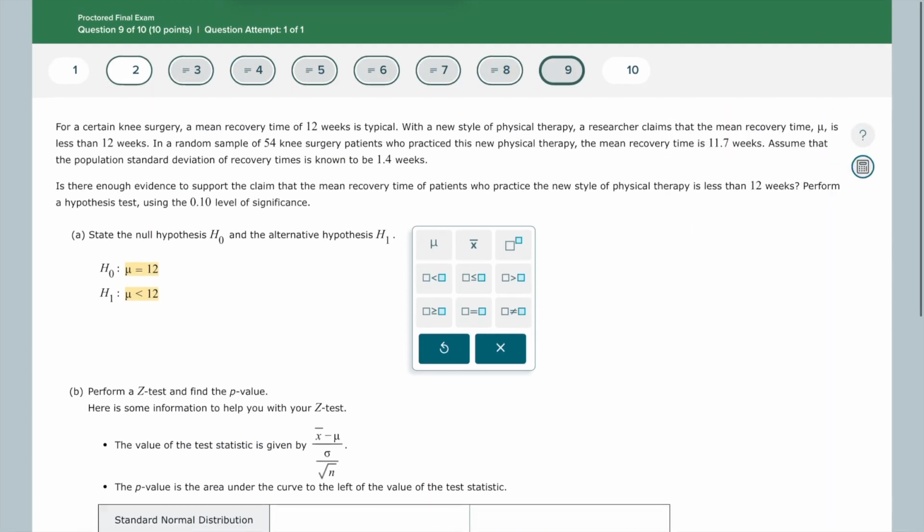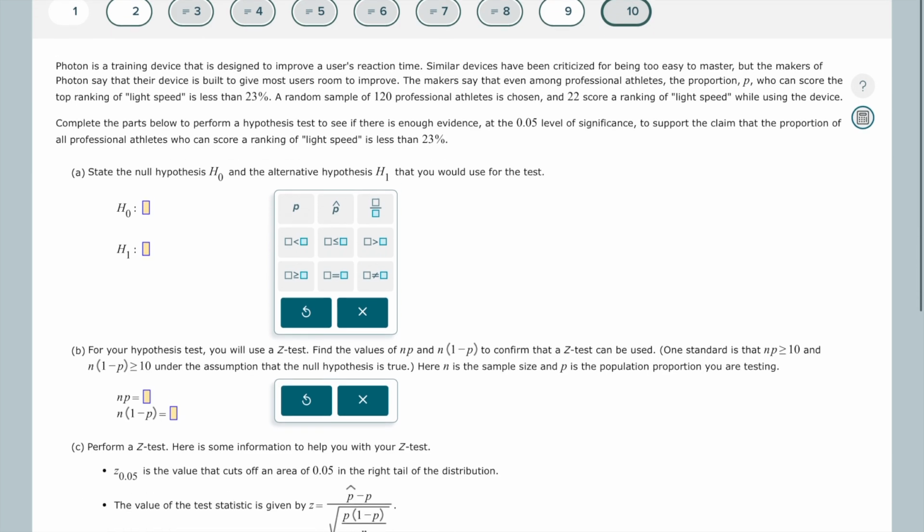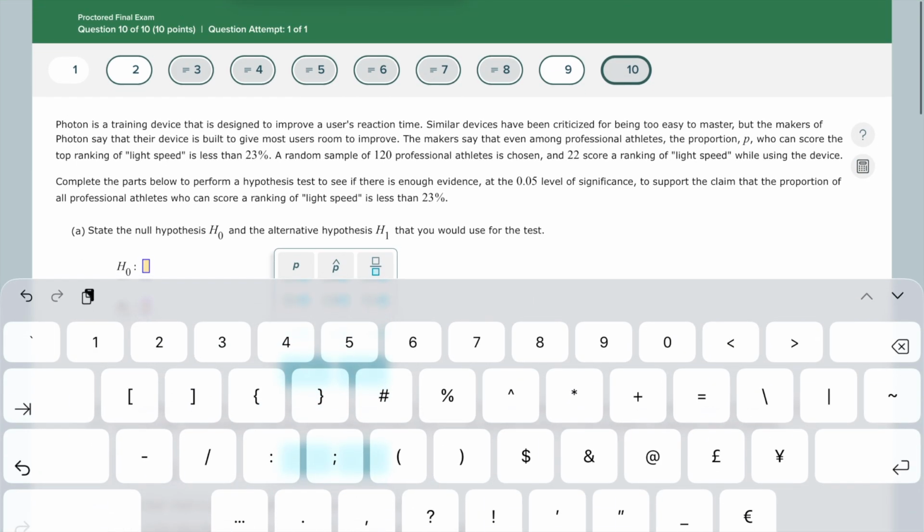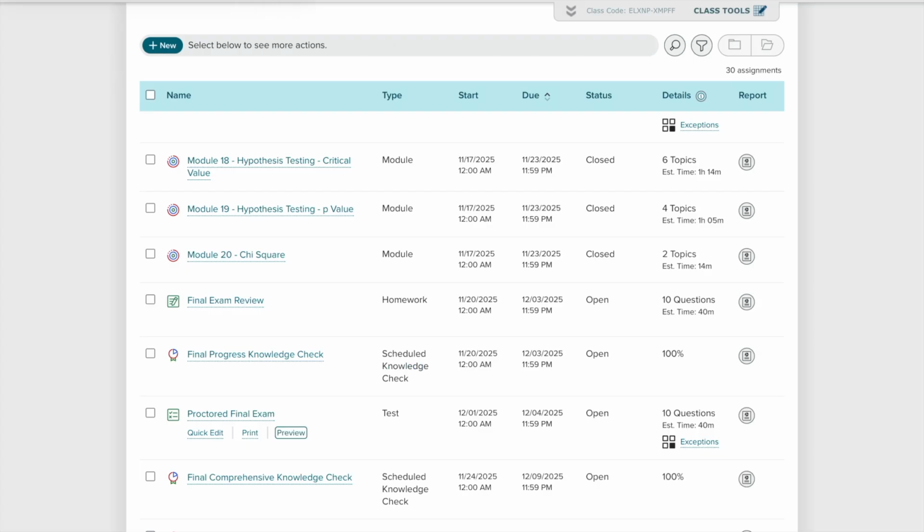Last one. This is the least fun one, though, I think. So same thing, but we're doing a proportion. Oh, man, we got less than 23. I feel like I need to go back. I'm going to regenerate one of these real quick.